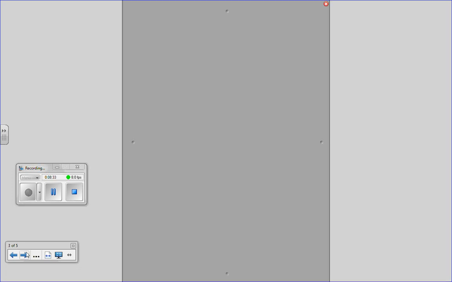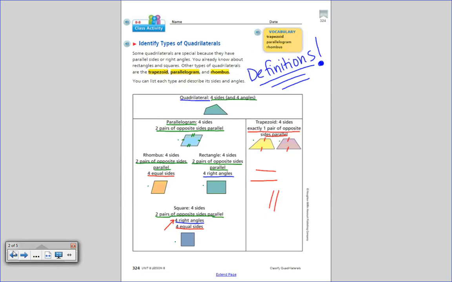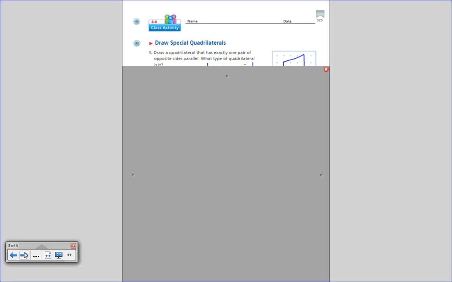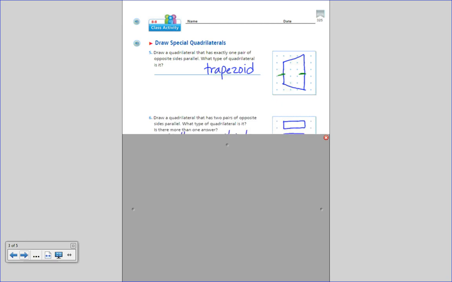On the next page, it asks you to draw a quadrilateral that has exactly one pair of opposite sides parallel. What type of quadrilateral is that? It says one pair of opposite sides parallel, so I know it's talking about a trapezoid. So I made myself a trapezoid where only two sides are parallel.